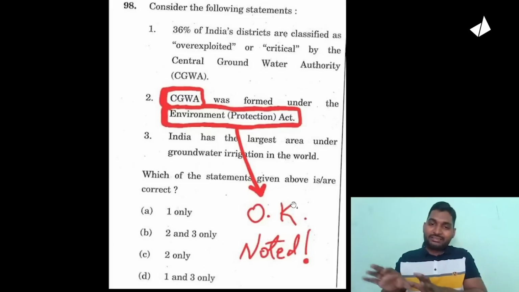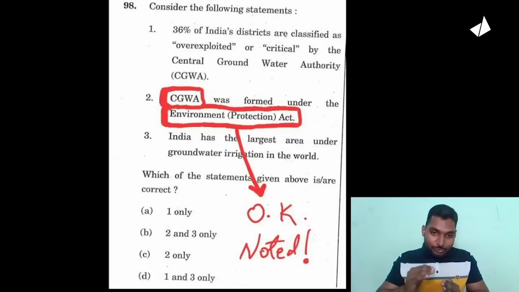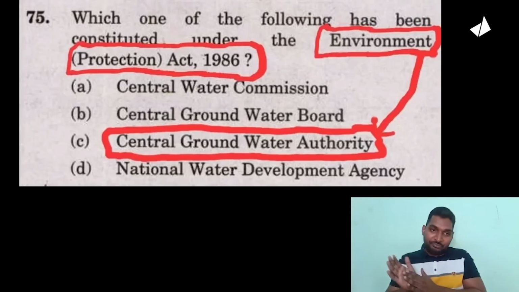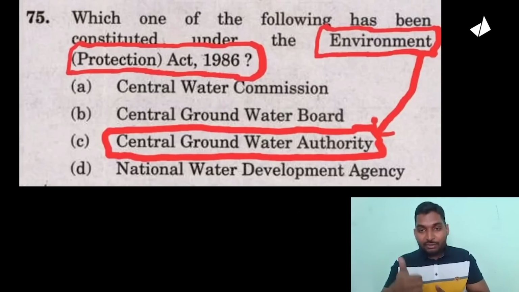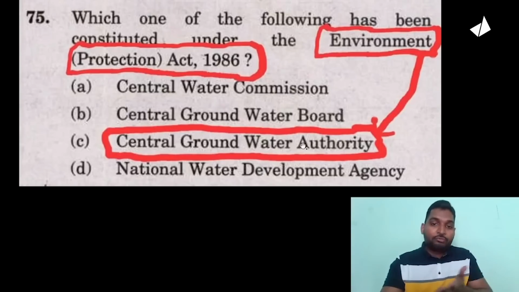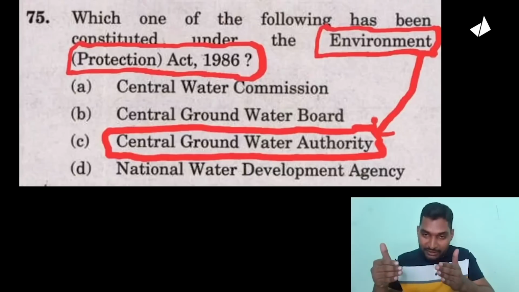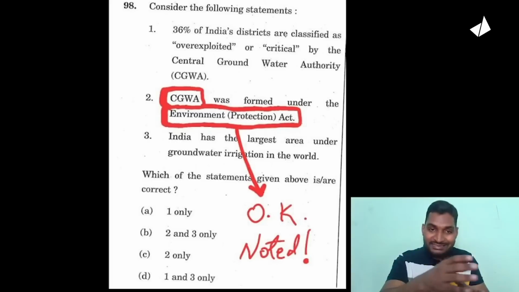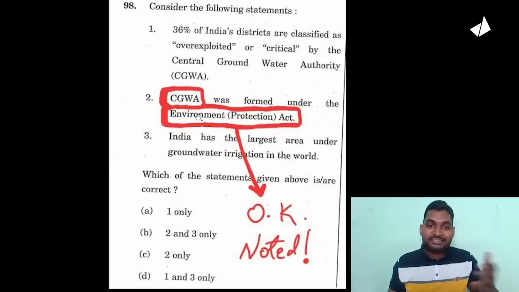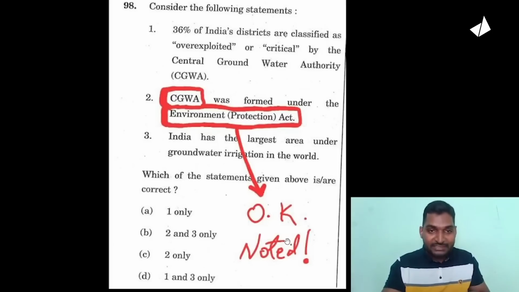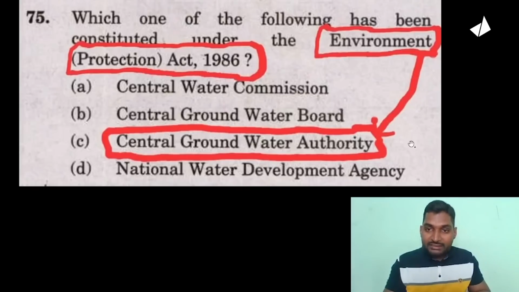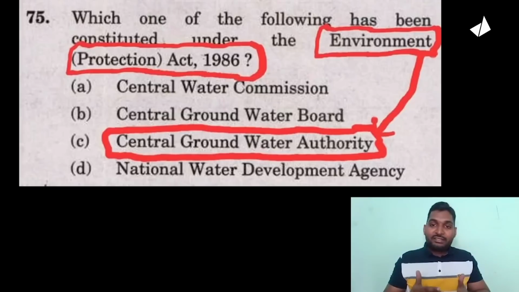We did that rudimentary level of research at level 1, but the fun part of this question is that in the 2022 exam there was this question asked by UPSC: Which one of the following has been constituted under the Environment Protection Act 1986? And obviously the answer is the Central Groundwater Authority. Now this particular question asked in 2022 is almost a photocopy, almost a Xerox copy, of the statement given in 2020. Central Groundwater Authority was formed under the Environment Protection Act. So we just noted it as written here, did level 1 analysis, and we directly got this correct answer. In a way, we could predict this particular question in 2022. Quickly moving ahead.